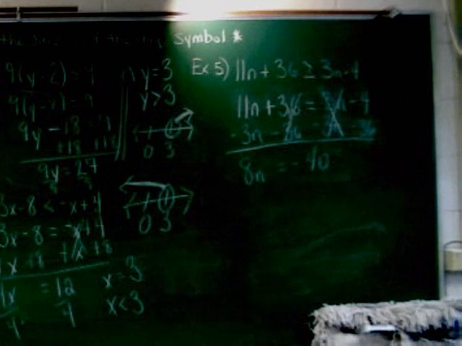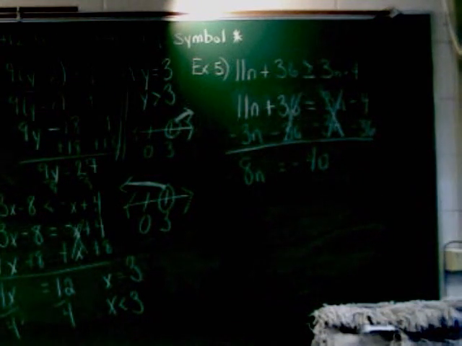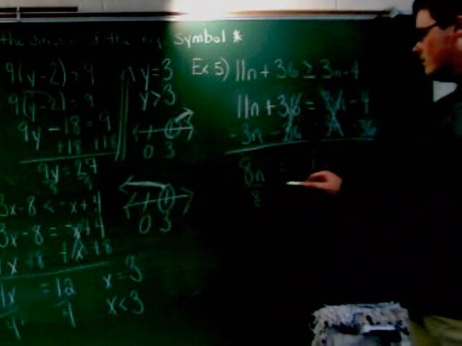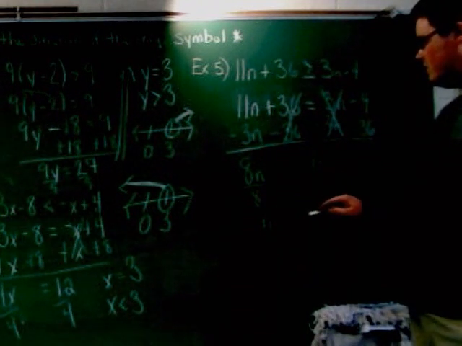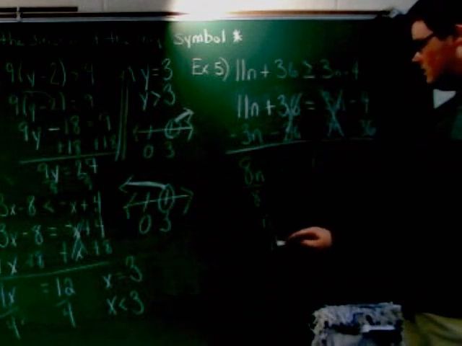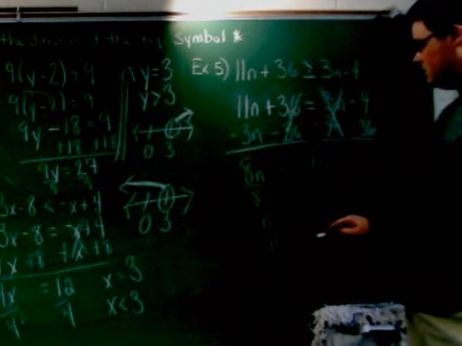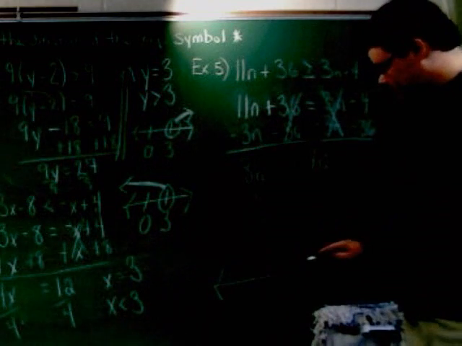Now what do I do? Divide. What do I divide by? 8. Good. That gives me n equals negative 5. Put my sign back in. n is greater than or equal to negative 5.